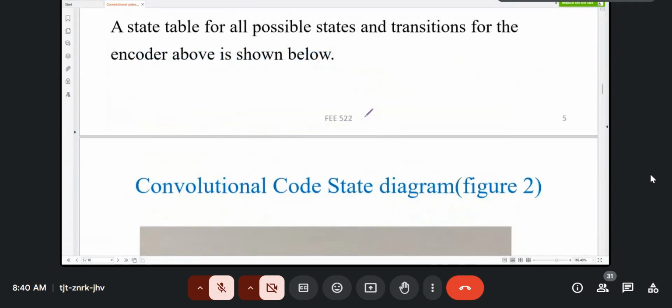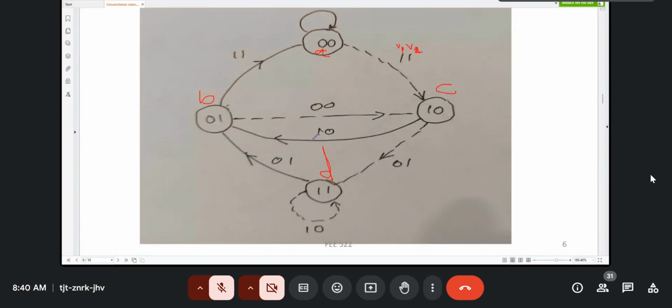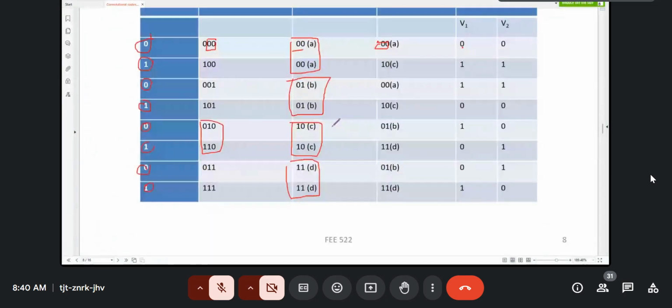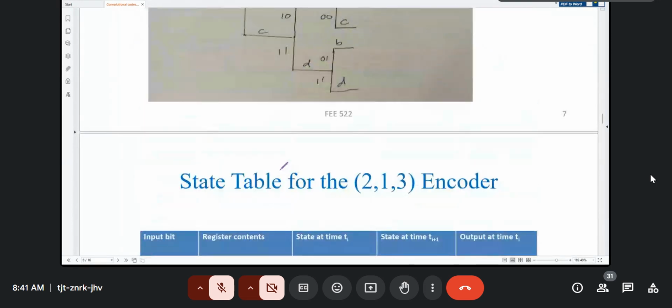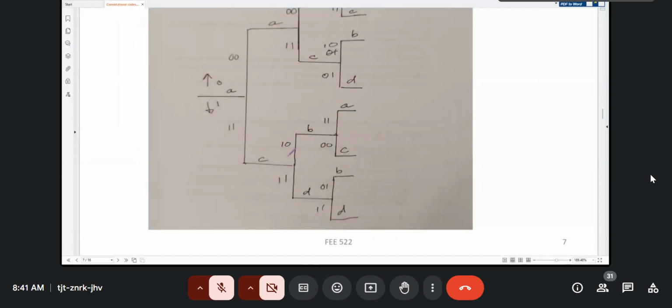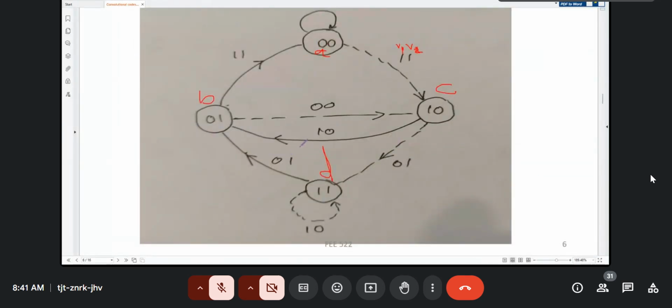So those are the two representations. Now let's look at the third one. So the first thing you start with is to create the state table. Then from the state table, you could be asked to create maybe the trellis or the tree or the state diagram.